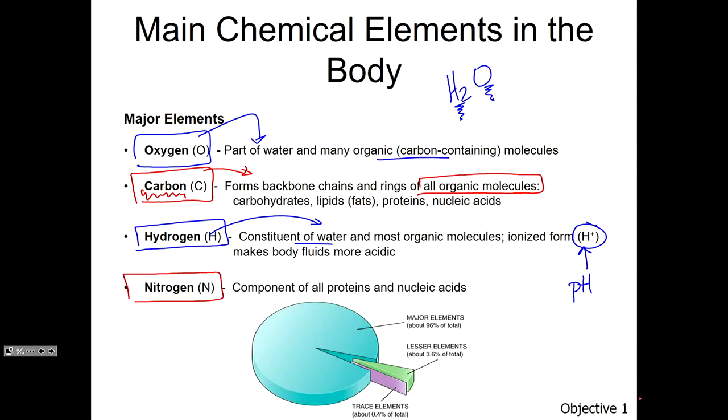And then nitrogen actually plays a huge role in things like proteins and nucleic acids. So we see quite a bit of that too. So if you look here, of everything in your body, these major elements constitute just about all of you, 95%. The lesser guys play an important role, but we don't see them as abundantly.